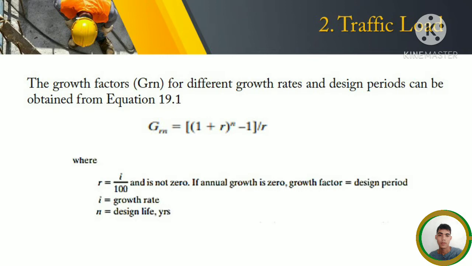The overall growth rate. So, the growth factors G sub R of n for different growth rates and design periods can be obtained from the equation G sub R of n is equal to the quantity of 1 plus R raised to n, minus 1, all over R, where R is i over 100 and is not 0. If annual growth is 0, the growth factor is just equal to the design period. The i is equal to the growth rate and n is equal to the design life in years.